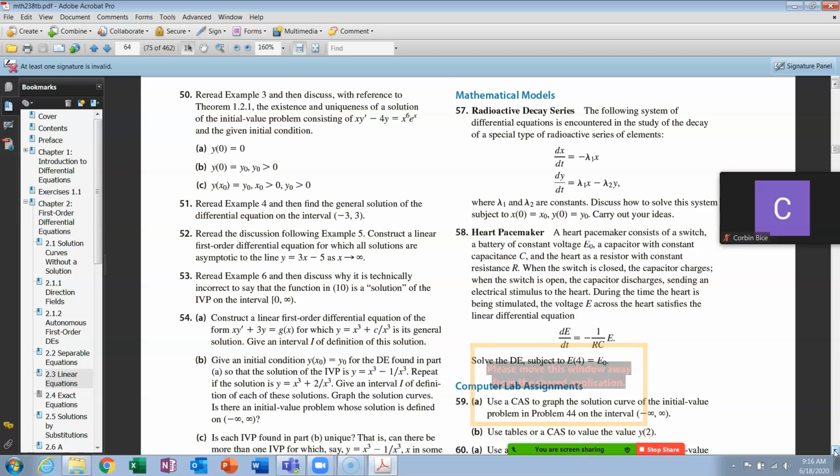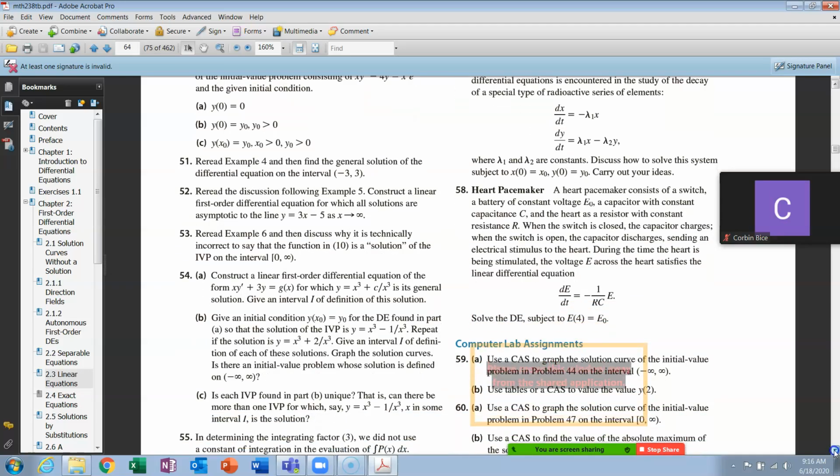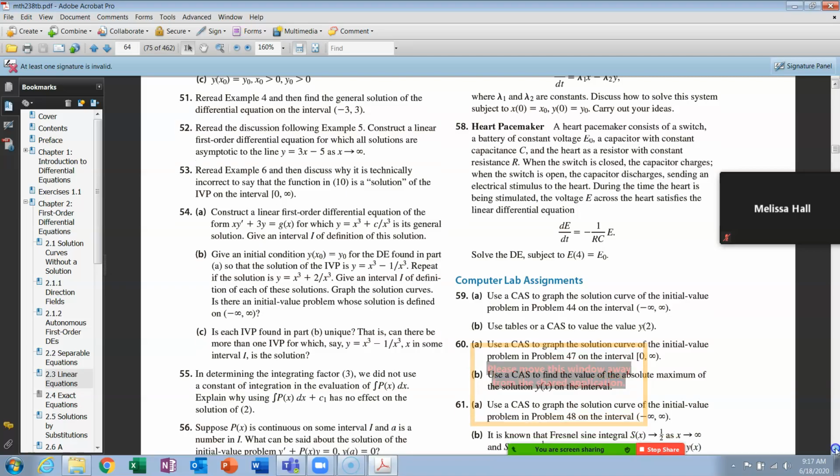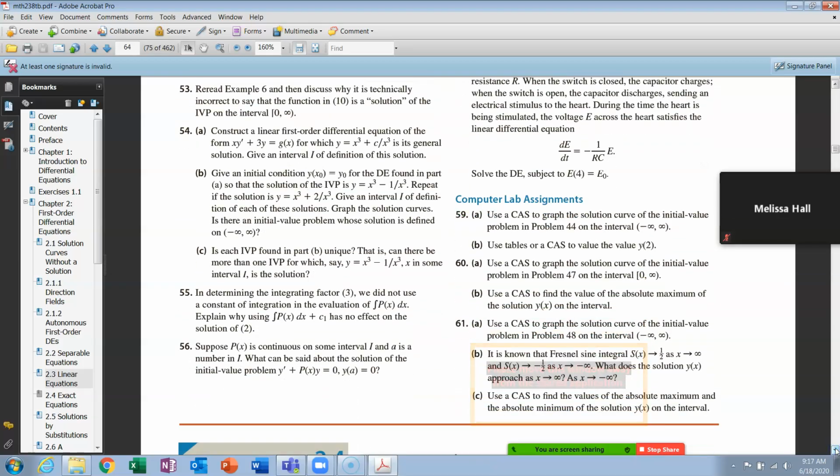Now, it seems like I remember that Melissa, aren't you a biomedical engineer? If that's the case, you may be interested in the heart pacemaker here. There's a differential equation that you deal with in that. RC circuits, you may not be at all interested in that, but that is at least a health-related application. And there's computer lab assignments. I'm not going to make any of those because I don't have the software. If you do and want to play with it, you certainly can. That's up to you.